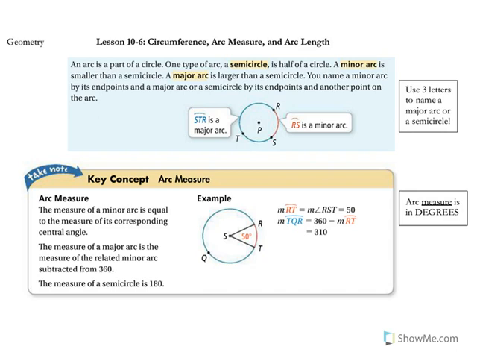So first thing to talk about is, what is an arc? An arc is a part of the circle. So it's all the points on the outside essentially. One type of arc is a semicircle, and that's half the circle. So in the figure that I have, it would be from R to T, either direction, because it's the same distance to go from R to T on top as it is to go around the bottom. A minor arc is smaller than a semicircle, and a major arc is larger than a semicircle.